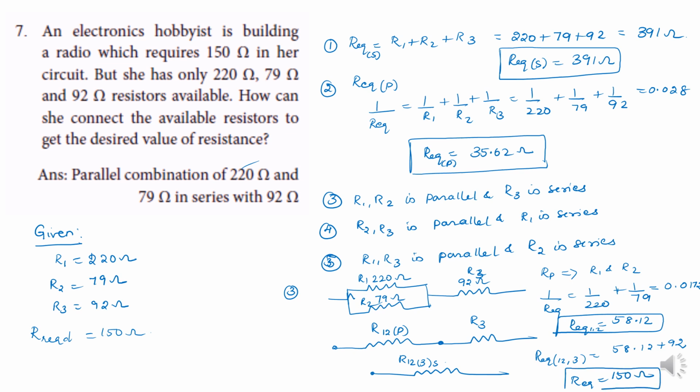So what we have done is, there is a parallel combination of 220 and 79. So the answer is given as parallel combination of 220 and 79, and this combination is in series with 92. So what you get is the equivalent is 150 ohms. This is 58.12 ohm and this is 92 ohm. Okay, that's it.